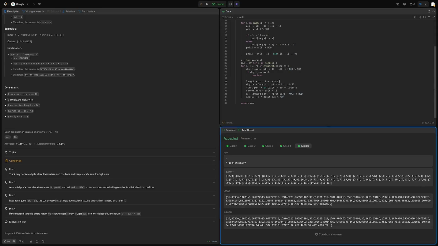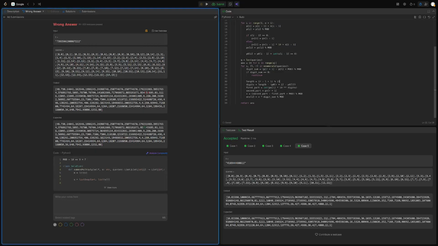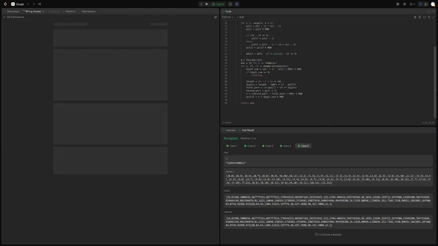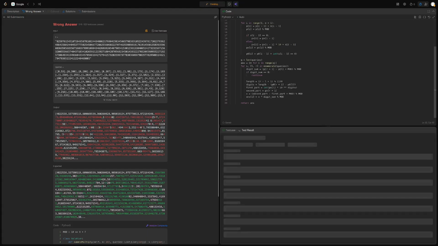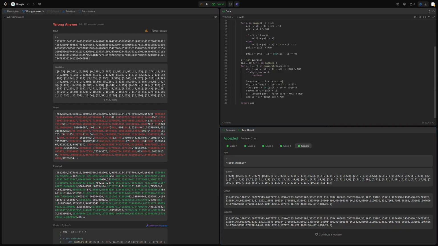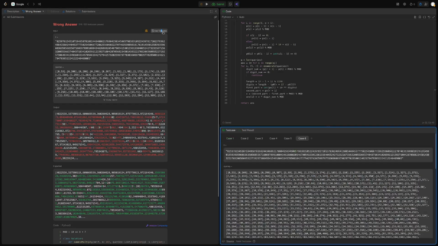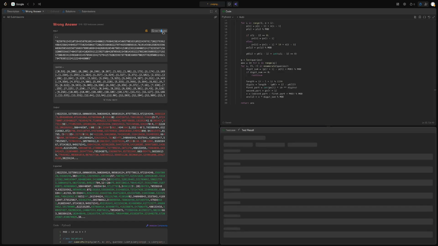Maybe this. Didn't help. Only Python can handle these large digits. I mean, that improves the answer, but that probably cannot handle it. Are you kidding? What the freak?